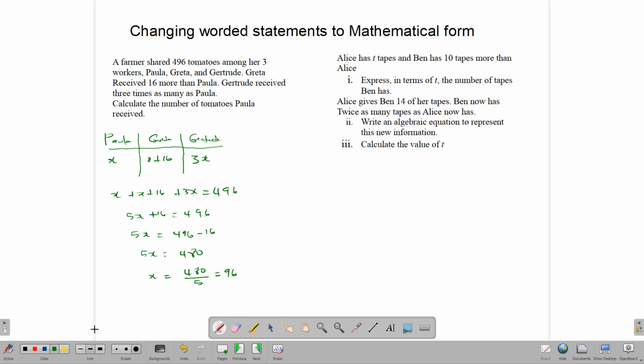Now, what about this question with Ben and Alice and tapes? Now, Alice has T tapes. Ben has 10 tapes more than Alice. So, Alice is being used as a reference. So, let's write them down. Alice and Ben. What we know, whatever number of tapes Alice has, T, Ben has 10 more. So Ben would have T plus 10.